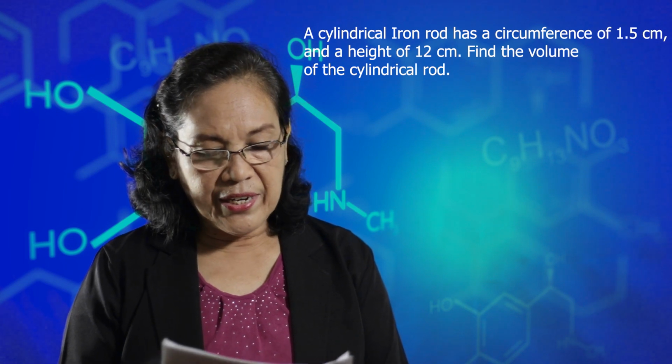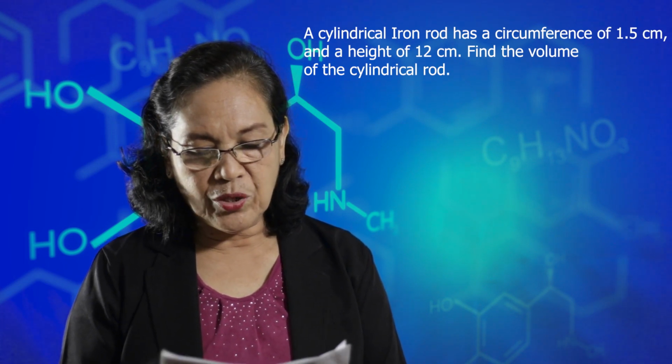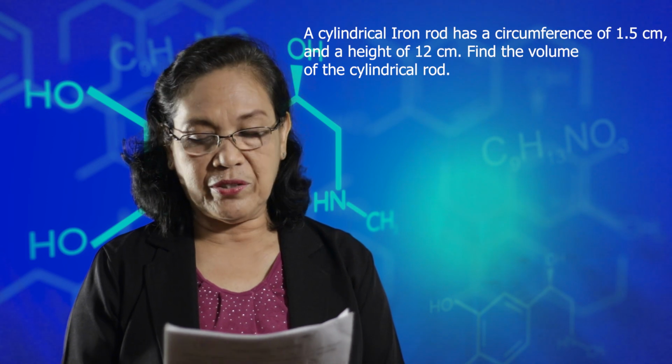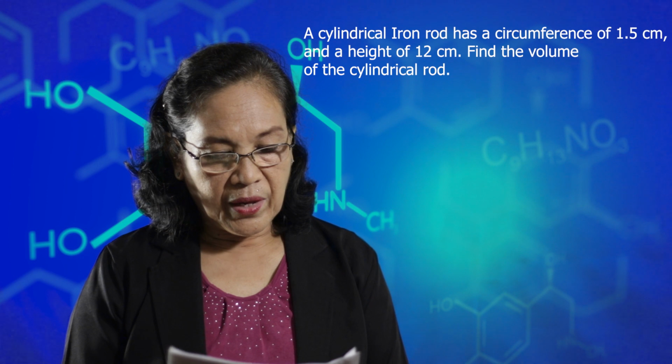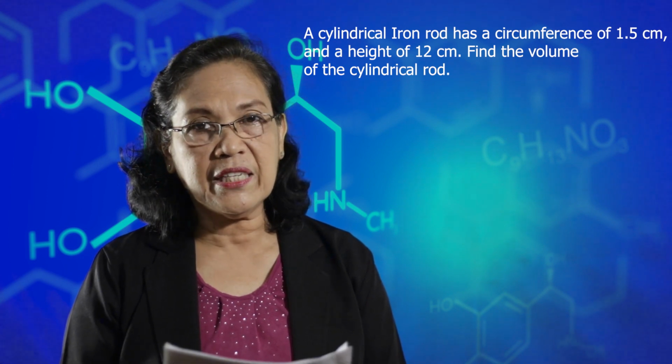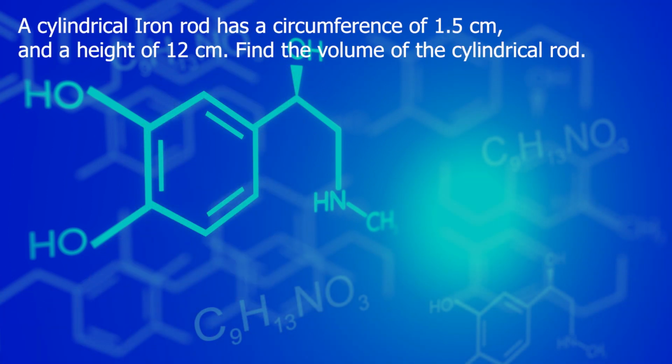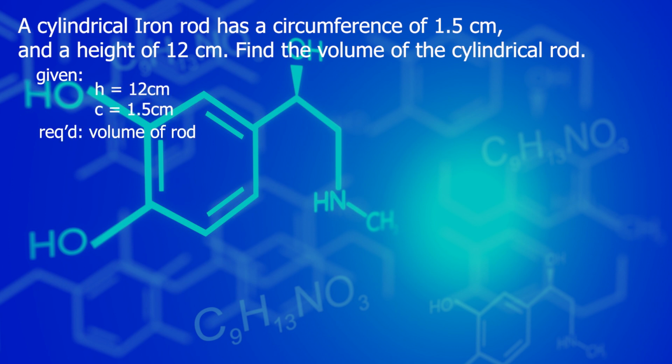Problem number 6. A cylindrical iron rod has a circumference of 1.5 centimeters and a height of 12 centimeters. Find the volume of the cylindrical rod. In problem number 6, we are given that the circumference of the iron rod is 1.5 centimeters and the height is 12 centimeters. We are asked to get the volume of the rod.